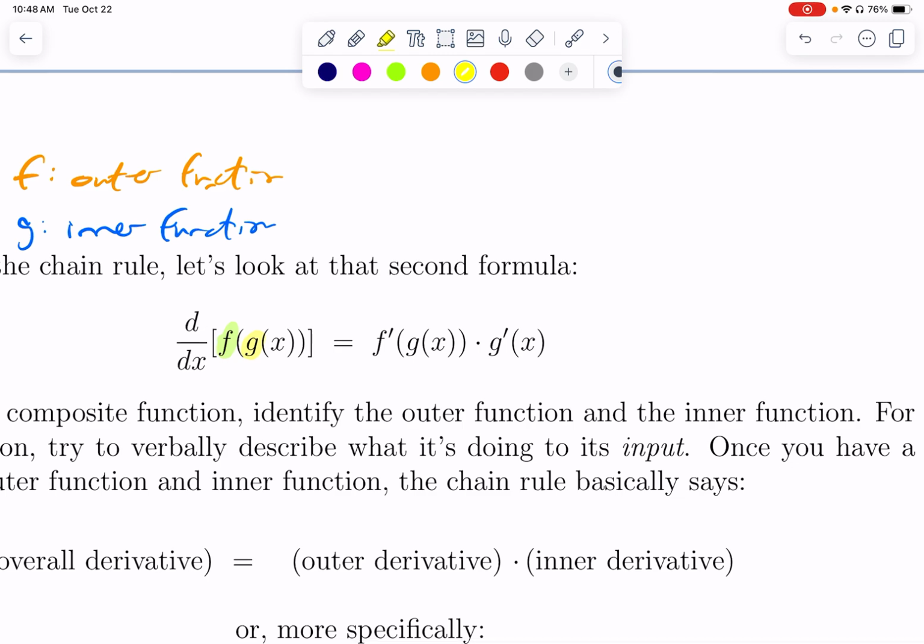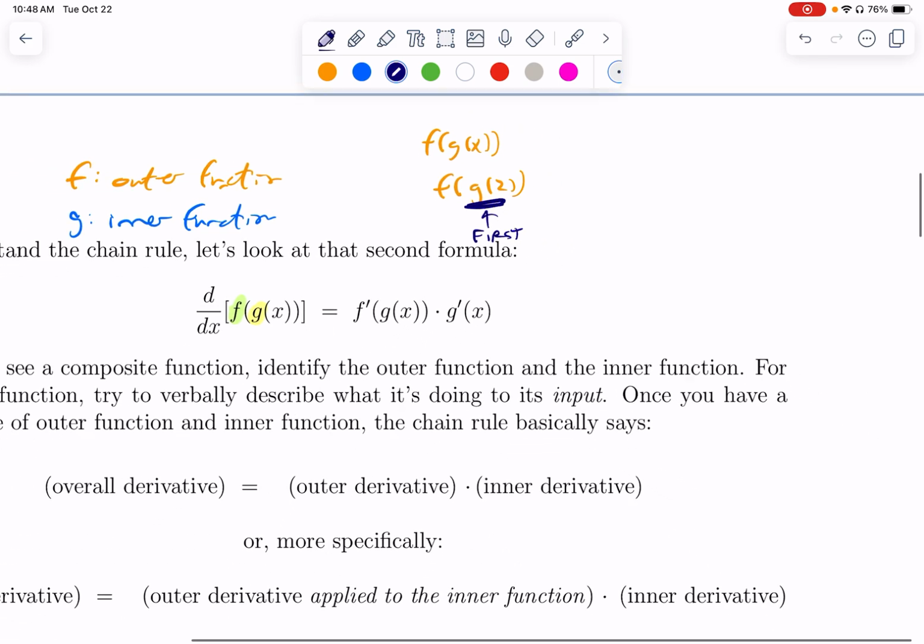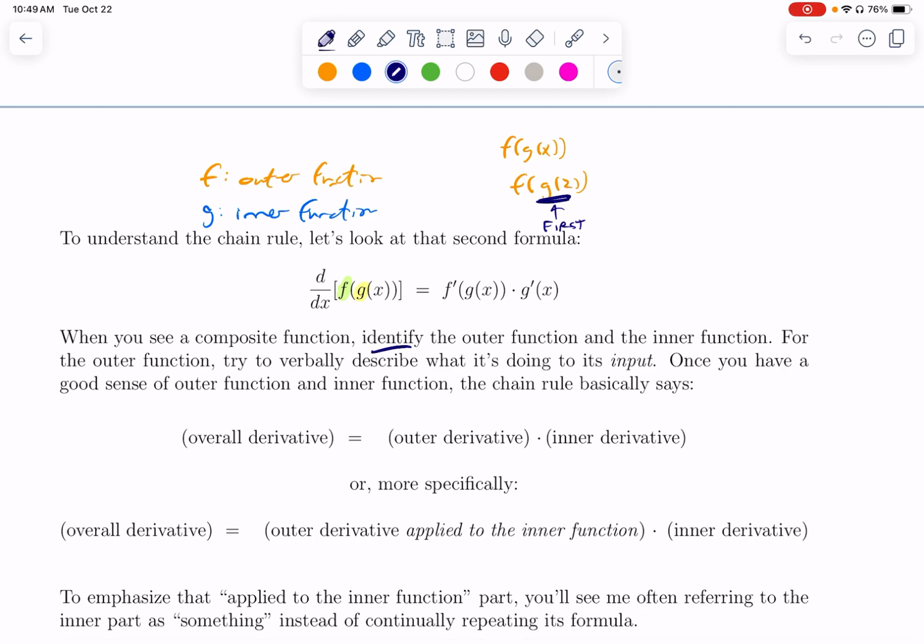If I gave you this expression, say f of g of x, and suppose I wanted to do f of g of 2, what would I actually compute first? I would compute g of 2 first. If I was trying to get an answer, I'd think about what g does first. That's the inner function. It's the one we have to figure out before we can finish. And then once I have that, I apply f, which is the outer function. Get in the habit of identifying inner and outer.